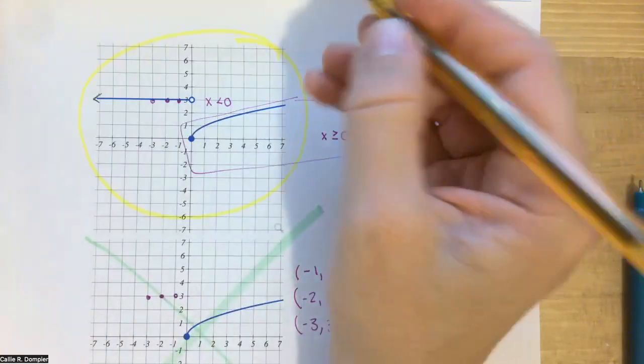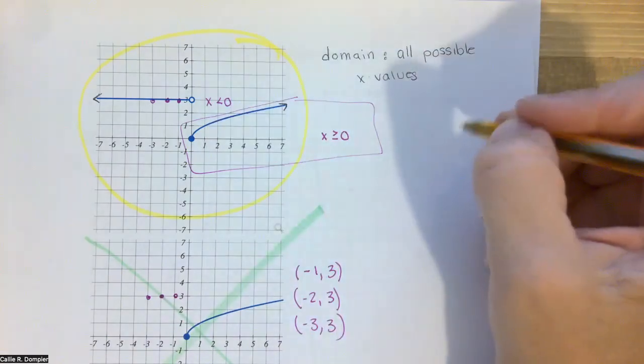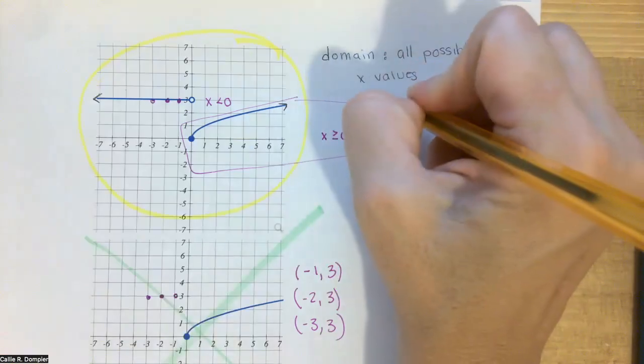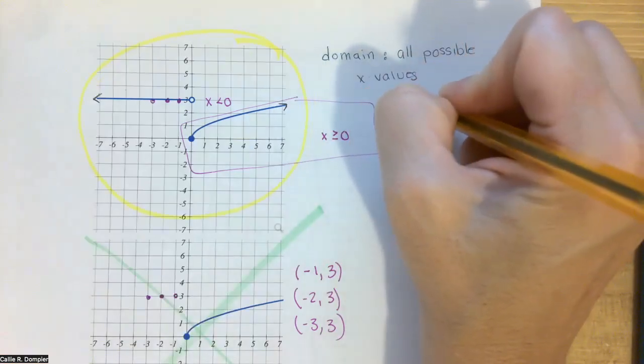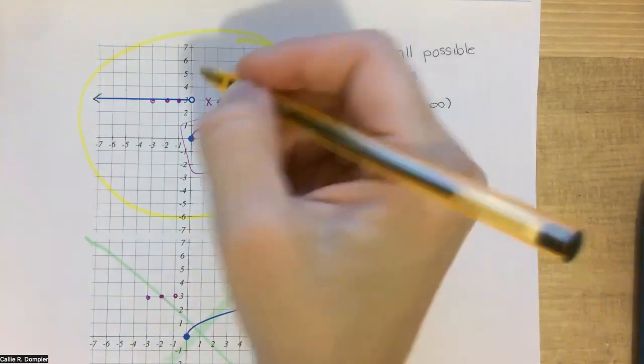This is going off the screen this way. This is going off the screen that way forever, okay? So what are the possible x values? Everything. Negative infinity to infinity. There are no holes, right? There's one hole right here.